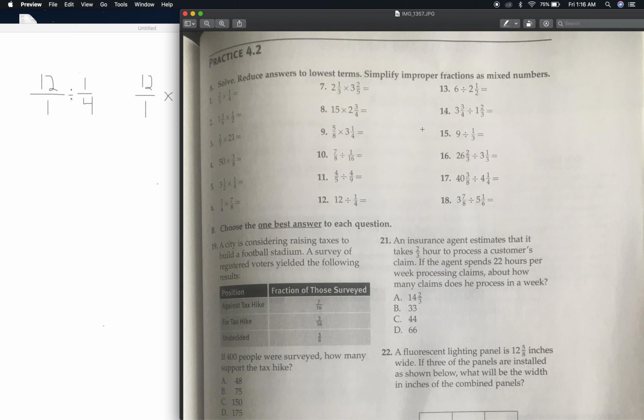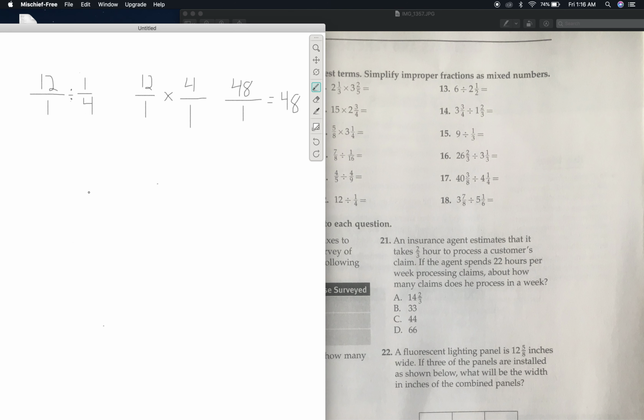Let's see. Since we just did one of these that we had turned into a fraction, we'll do this one over here. So we'll do number 14, which is 3 and 3/4, divided by 1 and 2/3.